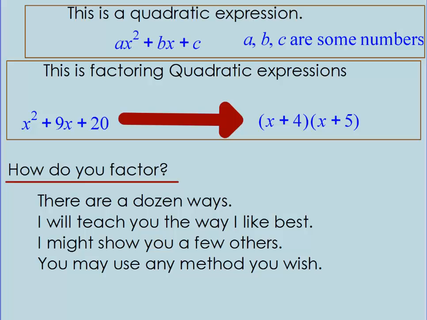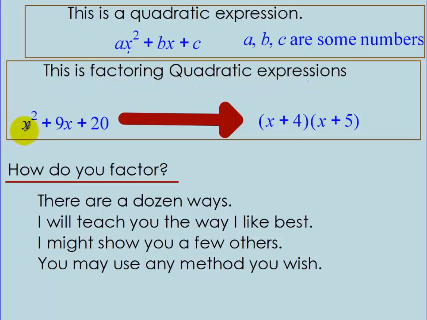Let's begin. So this is a little bit of a review. You should have seen this in Algebra 1, but we've got to go over this again. This is a quadratic expression. This is the standard form here, ax squared plus bx plus c, where a, b, and c are some numbers. So coefficients right here, and some number by itself. This is what factoring quadratic expressions is.